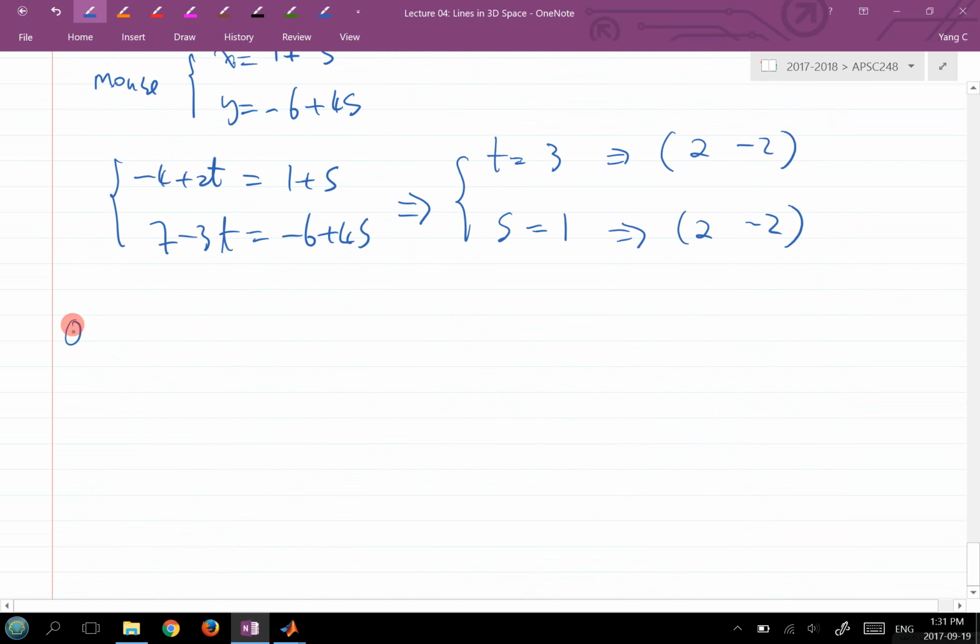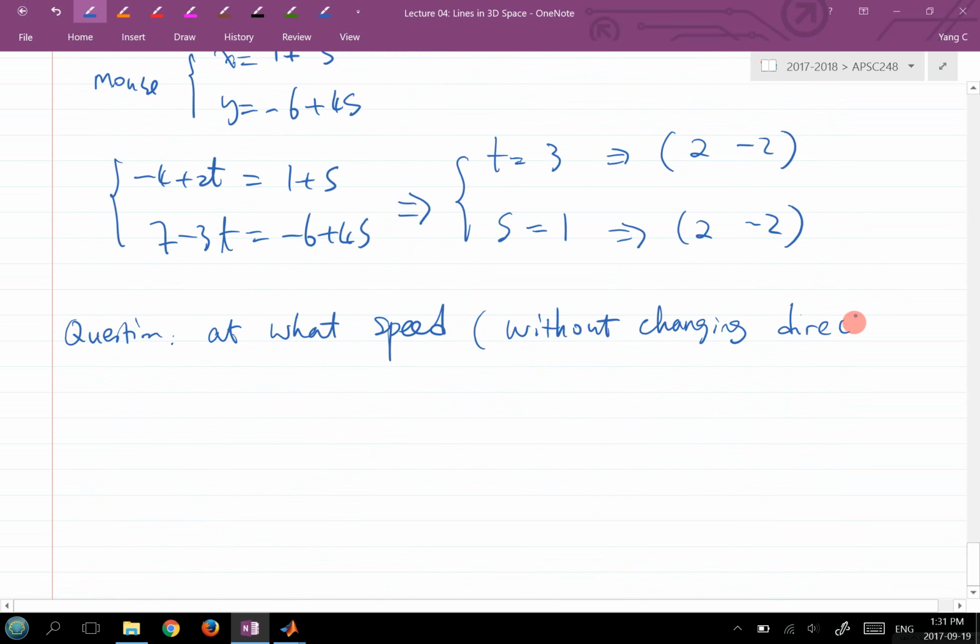Okay, so let's see. Here is the question in here. Maybe we can ask for is, how can the cat change its speed in order to catch the mouse? Only change the speed without changing the direction. Okay, so same direction, without changing the direction and initial location.